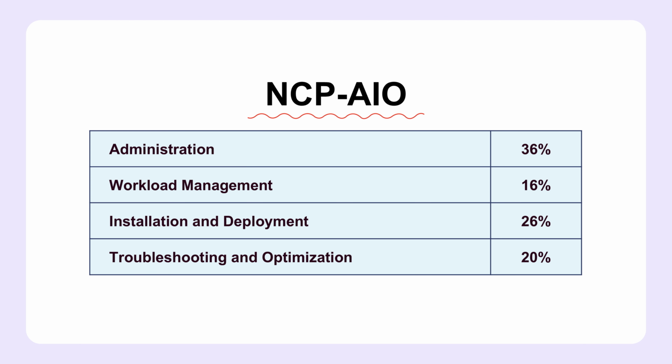Absolutely. And when you look at the NCP-AIO exam's focus areas, they really aren't just academic boxes to tick. They represent the critical pillars, the day-to-day stuff faced by anyone building or maintaining these AI systems in the real world. We're talking administration, that's a big chunk, like 36%. Then installation and deployment at 26%, troubleshooting and optimization, 20%, and workload management at 16%. So our discussion today is really going to shine a light on the specific tools and the best practices that tackle these exact operational areas.